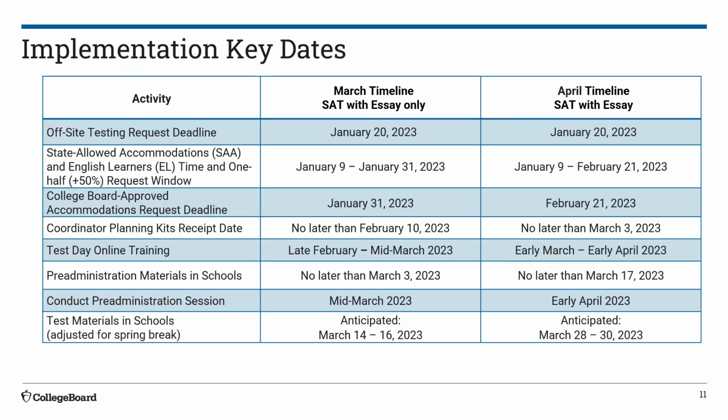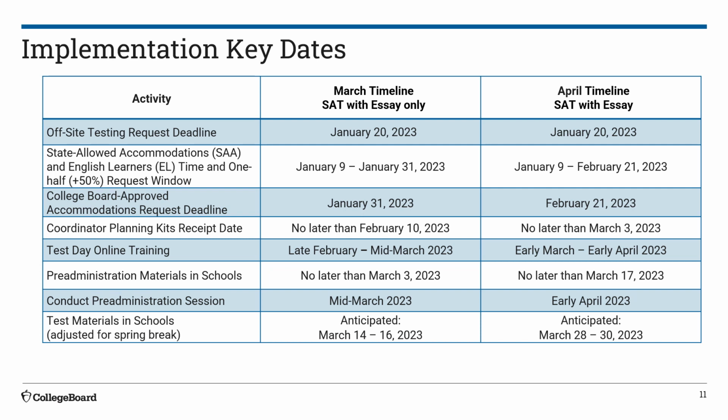Other key implementation dates include the following. The off-site testing request deadline is January 20th for all schools who will require extra return kits to accommodate sending materials back from their off-site testing locations. The state-allowed accommodations and English learners' time and a half request window is from January 9th through February 21st for schools testing SAT with essay during the April primary administration, and January 9th through January 31st for schools testing SAT with essay during the March alternate primary administration.